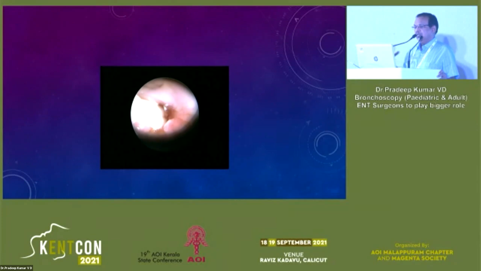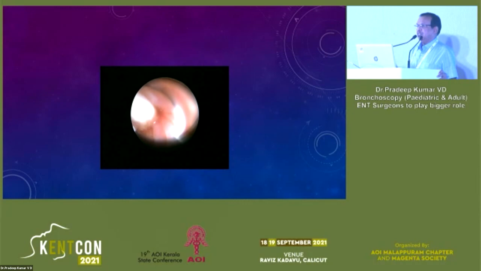It took about 15 to 20 minutes to suck out all this thick, creamy pus from the bronchus. Once everything was removed, the foreign body which was obstructing the bronchus was visible. It is seen in the video. It takes some time, and time doesn't allow me to show you.